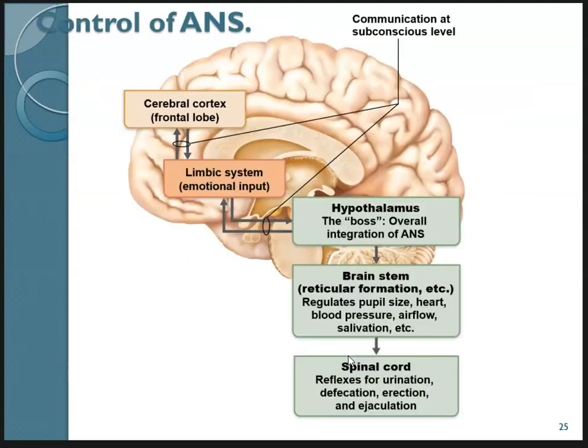Okay. In terms of our control, we consider the hypothalamus the boss, the master control of our autonomic nervous system. Other things play a role. The limbic system, for example, that's our emotional center. When we are angry, when we are excited by something, our limbic system will kick in. That causes our heart rate to increase, for example.